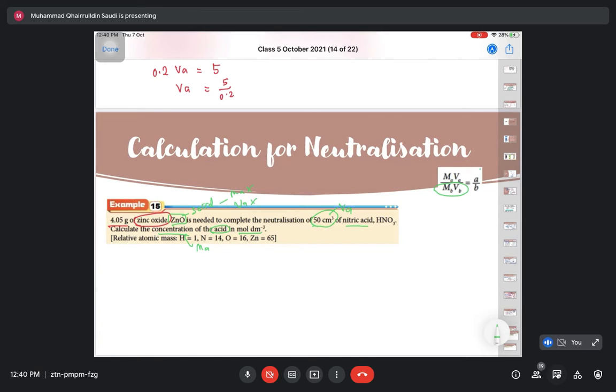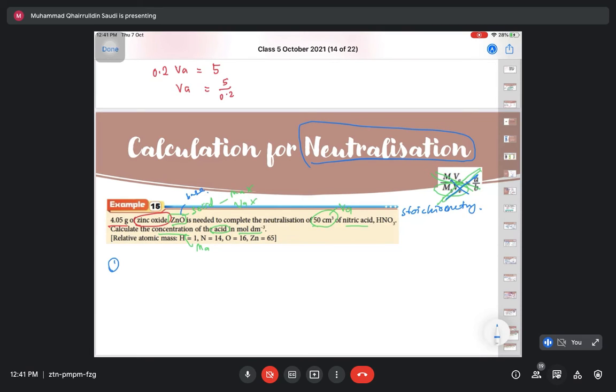So you cannot use this formula anymore. Walaupun saya cakap it's for neutralization only, yes, but it can only be used when you react acid with alkali. So zinc oxide is a base, but because it is in solid form, awak tak ada MBVB. Macam mana nak guna formula ni? So, you cannot use this one. Kita guna cara biasa. So, cara biasa is, the first one, kena guna stoichiometry. Sebab tu, benda ni penting.